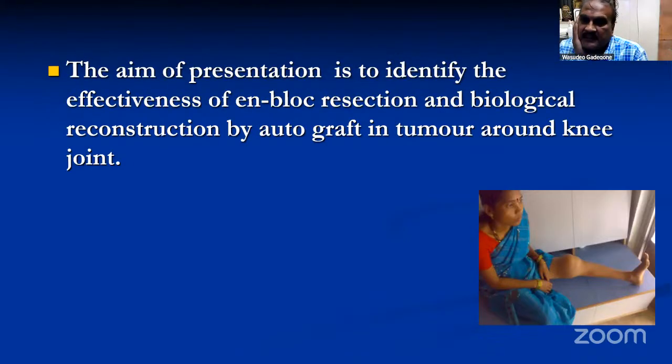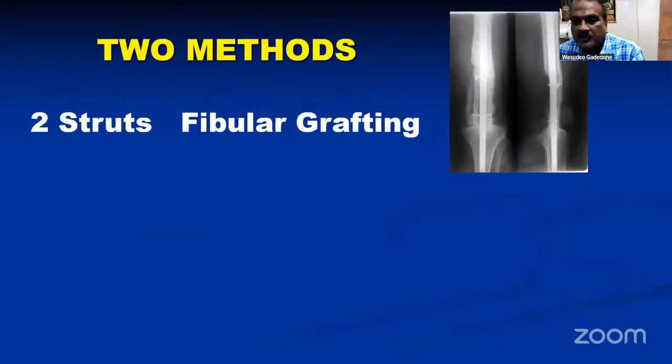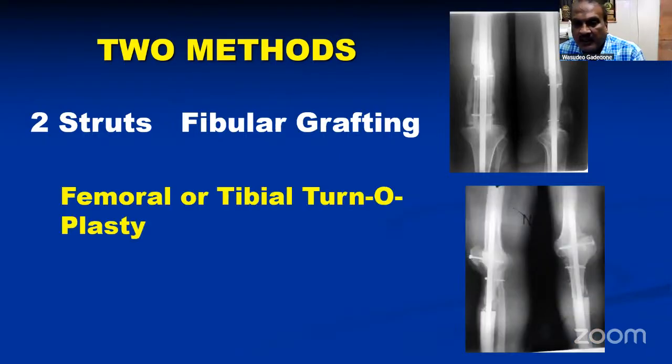The aim of this presentation is to identify the effectiveness of en bloc resection and biological reconstruction by autograft in tumors around the knee joint. Arthrodesis provides a reliable means of treating such conditions. There are two methods which I use: two fibular strut grafting, or femoral-tibial turnplasty.